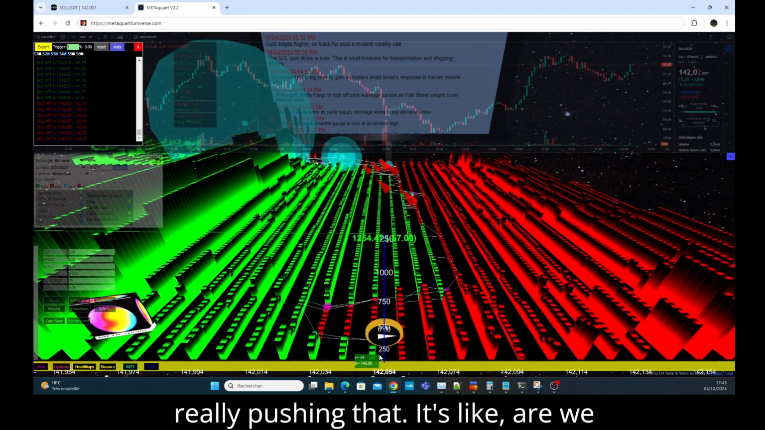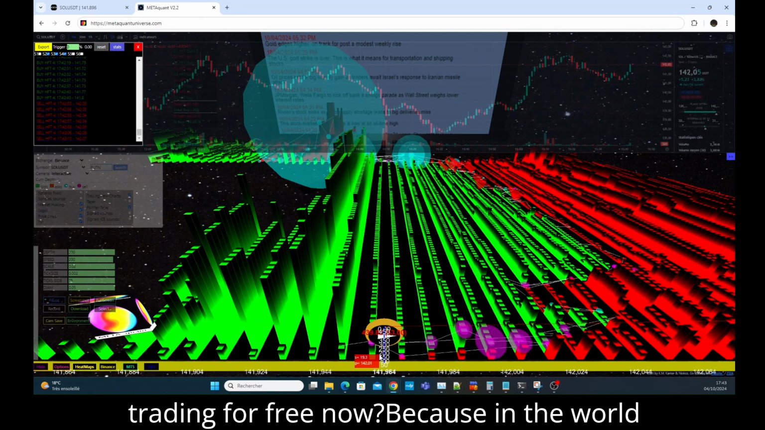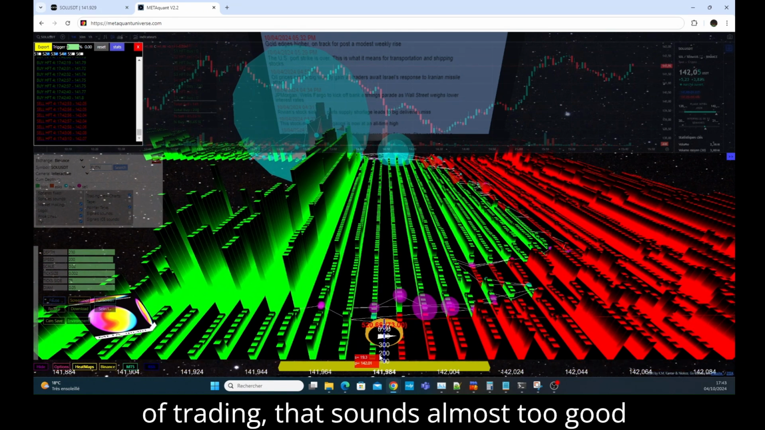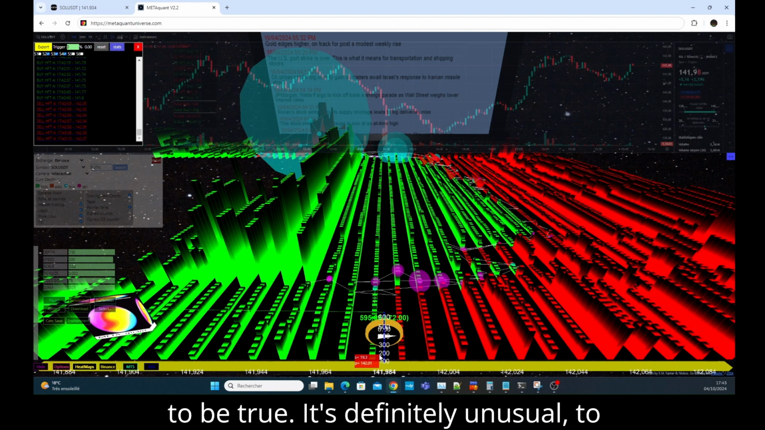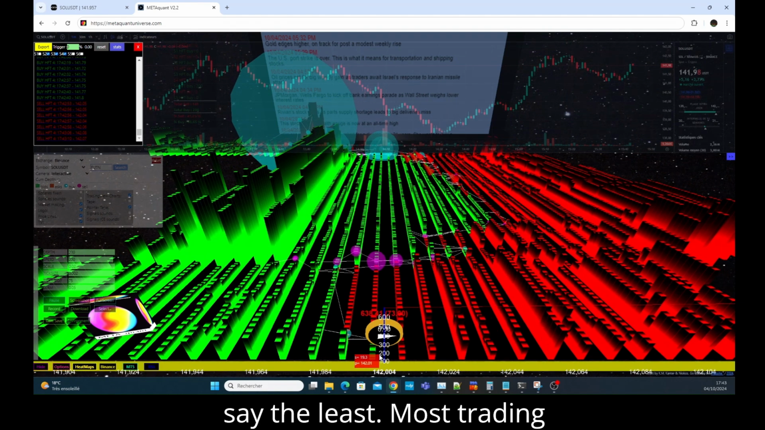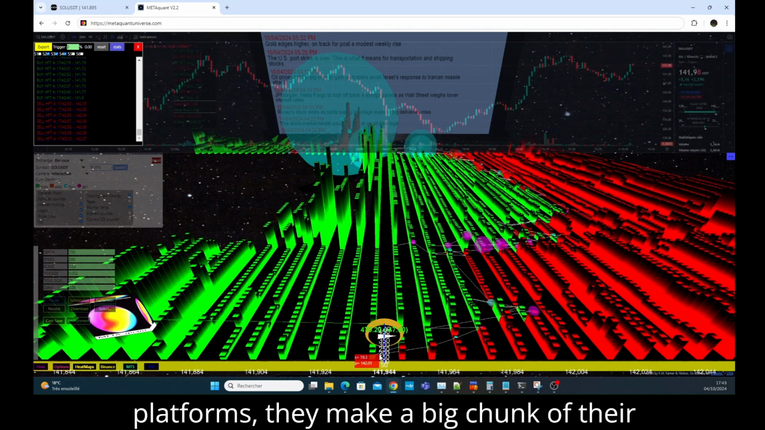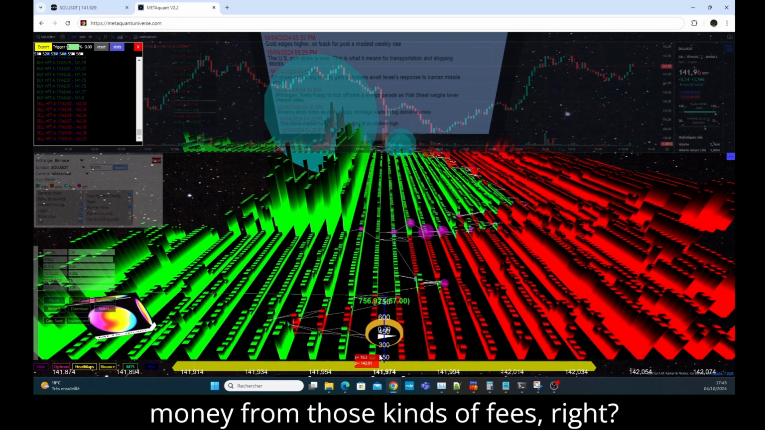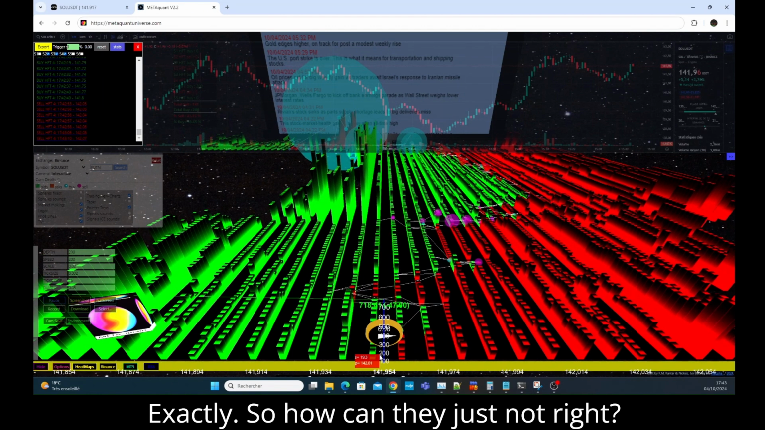Yeah, they're really pushing that. Because, like, are we trading for free now? Because in the world of trading, that sounds almost too good to be true. It's definitely unusual, to say the least. Most trading platforms make a big chunk of their money from those kinds of fees, right? Exactly. So how can they just not?